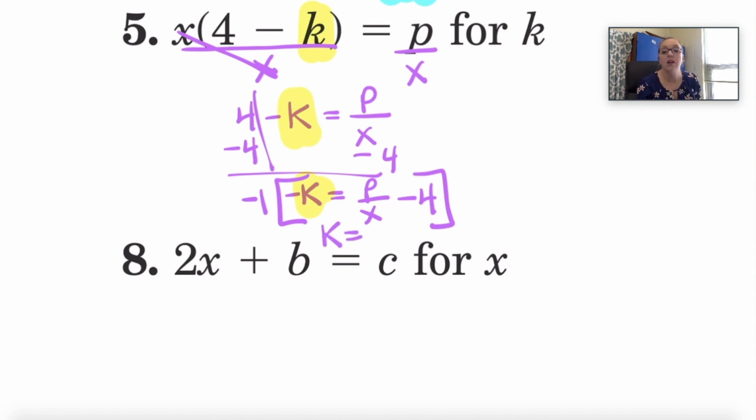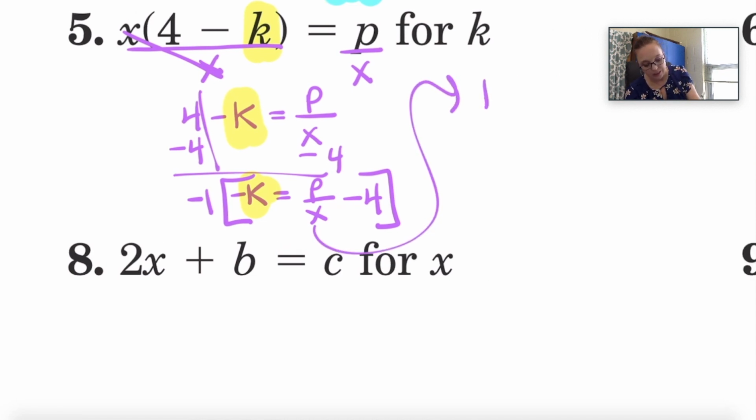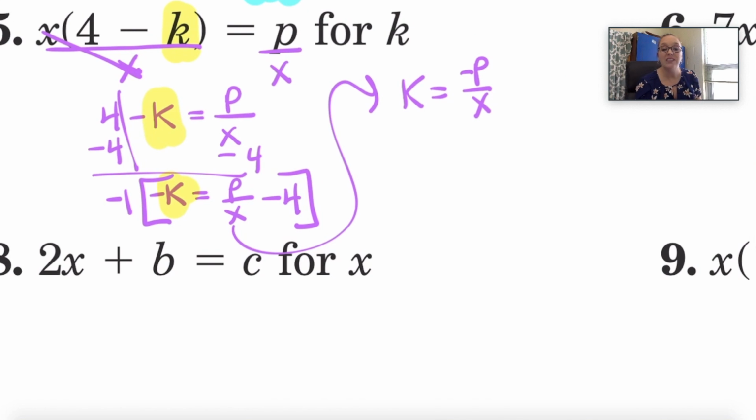Now k is alone. Let me bring this over here so we can see better. So that's k. Negative 1 times p over x is going to be negative p over x. And for the negative 1 times, just treat this as a negative 4 right now. Negative 1 times negative 4 is positive 4, so I'm going to write plus 4. So that's my answer for that one. K is equal to negative p divided by x plus 4.